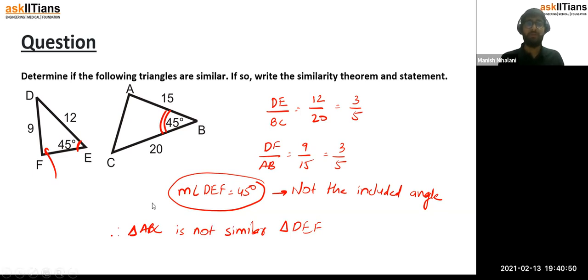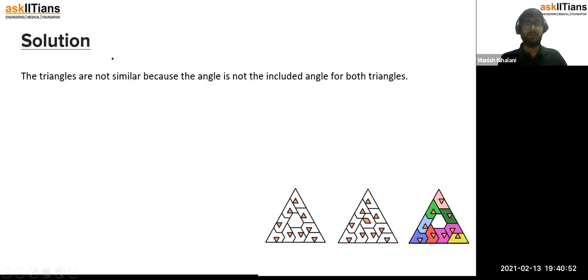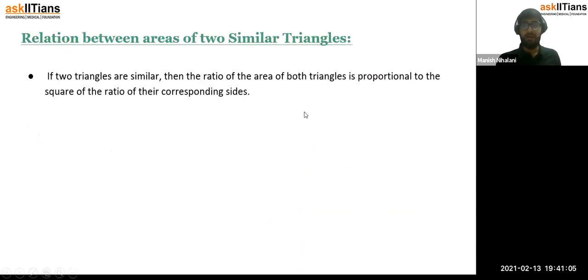So that is why we would say they are not similar. Right. Correct. The angle is not the included angle for both the triangles, right? Let's quickly move to next. So now we have the relation between areas of two similar triangles.